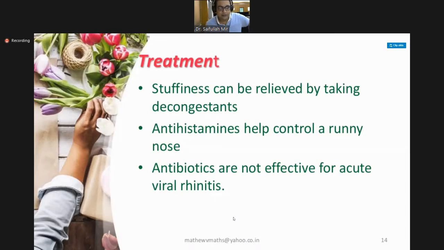This treatment is more or less symptomatic. That's what we've realized. Before, we used to say we should not be giving steroids when it comes to viral rhinitis. Now we are giving Deltacortril and other steroids for viral rhinitis.